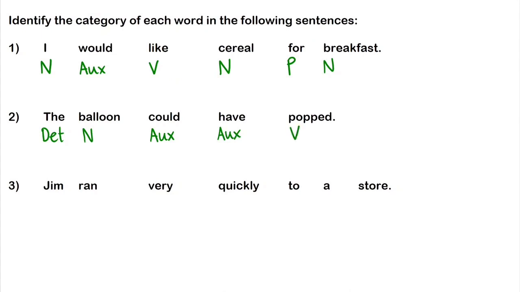So you can say the balloon popped. The balloon could have popped. The balloon had popped. Again, you can see these words like could and have are all just kind of supporting that main verb. Finally, Jim ran very quickly to a store.